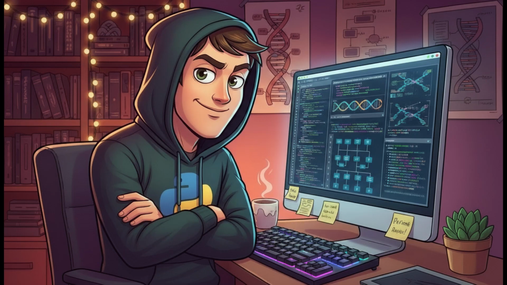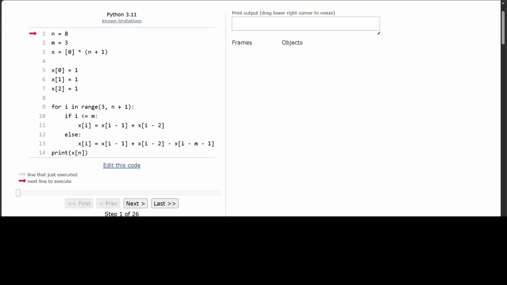Beautiful. Now, I know some of you might be thinking, okay, I understand the code, but I want to see it in action. That's where Python Tutor comes in. It's an incredible tool for visualizing how code executes step by step. Let me run a smaller example so we can actually see what's happening. I'll use n equals 8 and m equals 3 to keep it manageable. Watch as we step through the code.